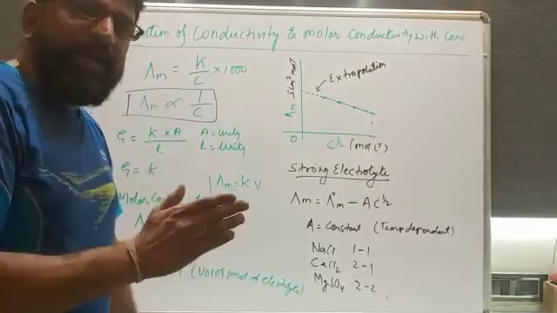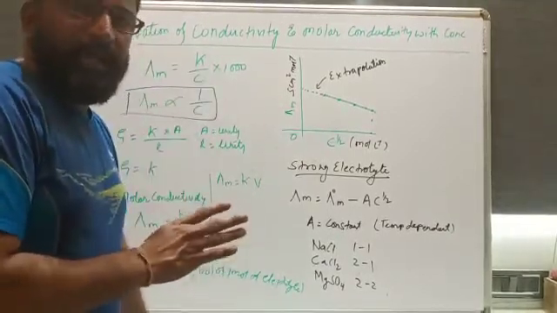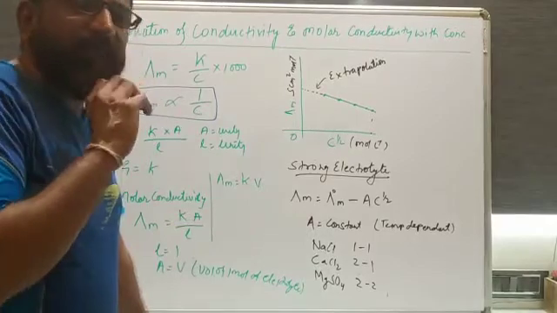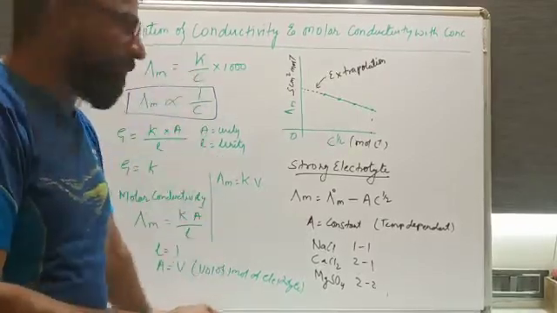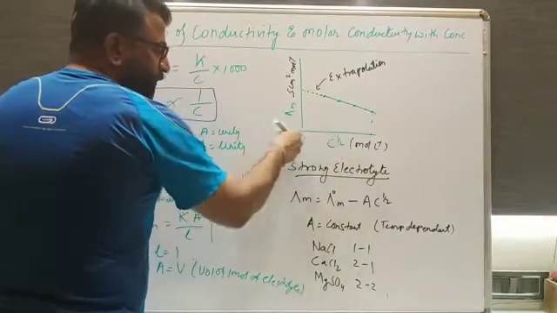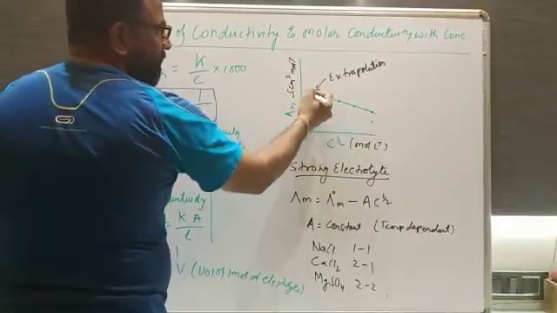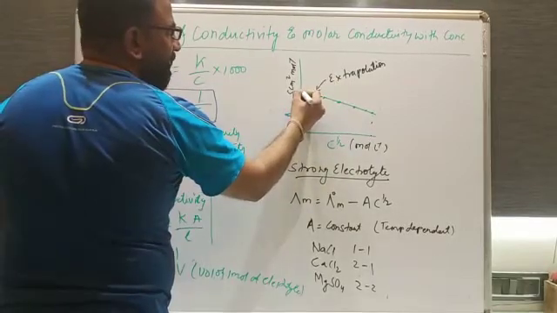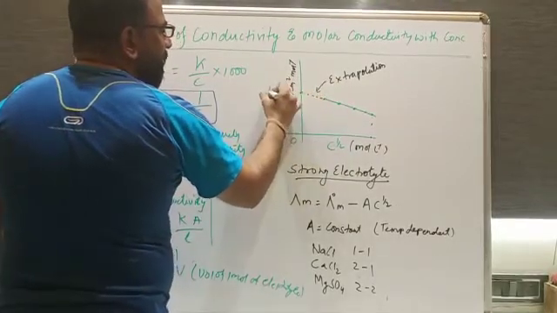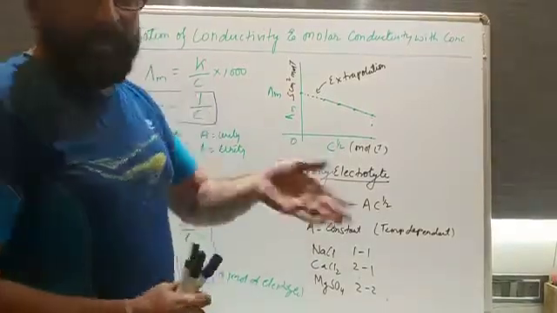So at infinite dilution, what will be the molar conductivity? Is it fine? At infinite dilution, the concentration will become zero. So when will the concentration be zero? When you bring the concentration this side, that means we have to extrapolate the graph. This is called extrapolation of the graph, and at this point you will get the Λm. Is it fine? So the concentration will be zero.